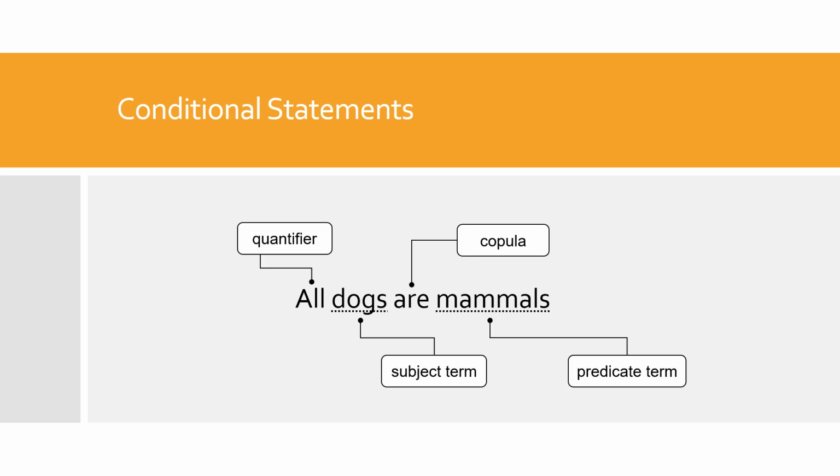And notice what this does for us is we take the conditional statement, if something is a dog, then it's a mammal, and it forces this conditional statement to have all the necessary pieces we need for a standard form categorical proposition. I have a quantifier, subject term, copula, predicate term.